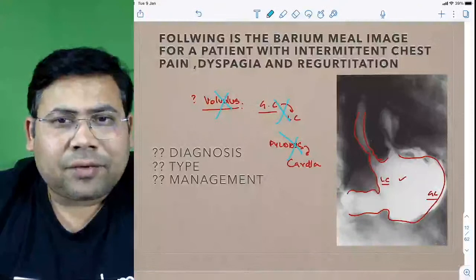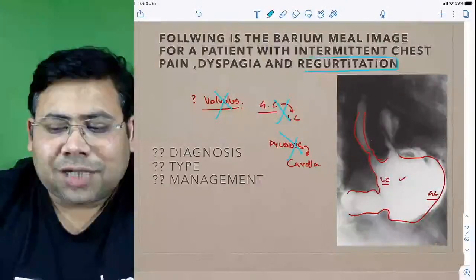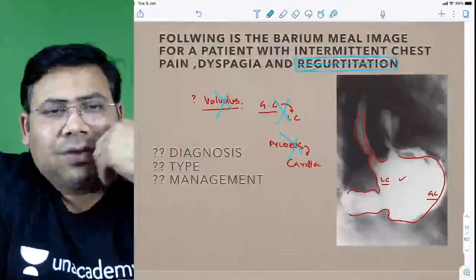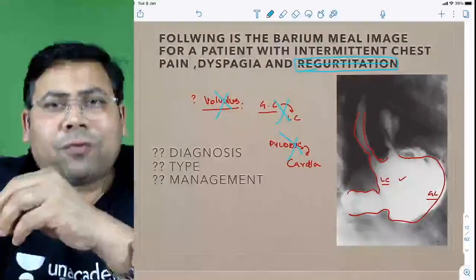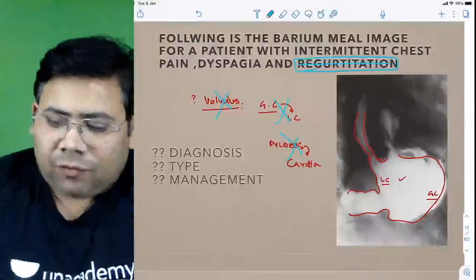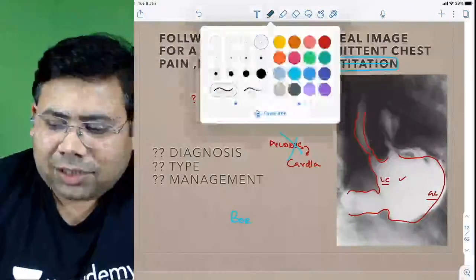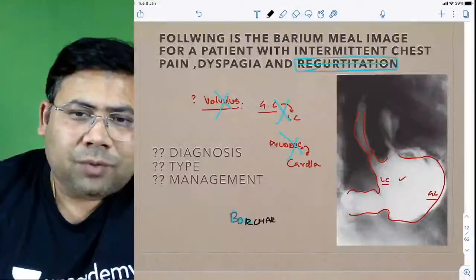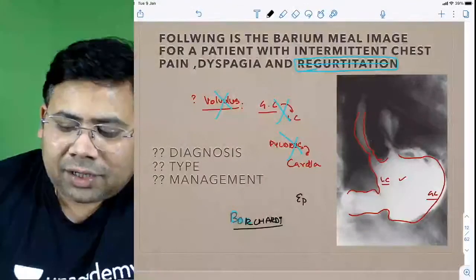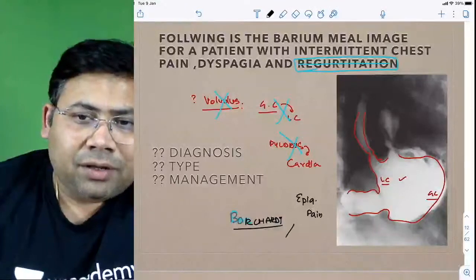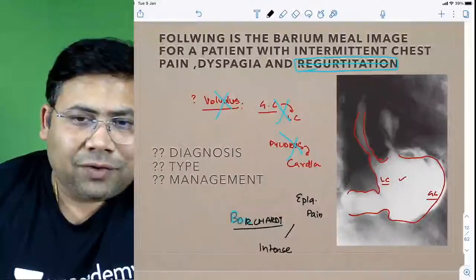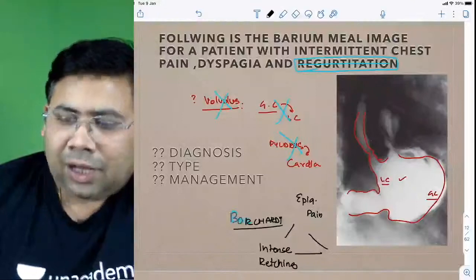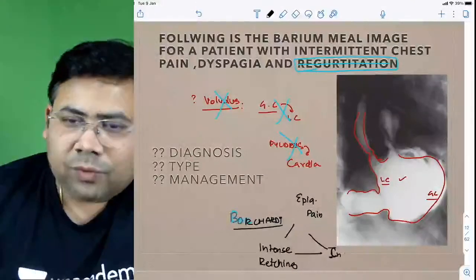Second thing, in gastric volvulus, regurgitation is absent. Why is regurgitation absent? Because the stomach has been twisted. When the stomach has been twisted, there is no question of regurgitation. Generally, in volvulus we have the classical Borchardt triad. Have you heard of the Borchardt triad? What is so special about it? Severe epigastric pain, then intense retching. What else do you have? Along with that, you have the coiling or inability to pass the Ryle's tube.